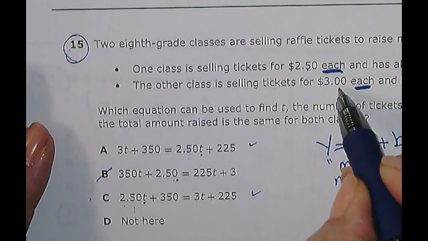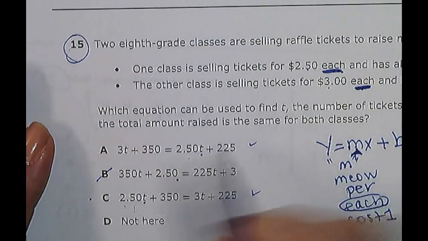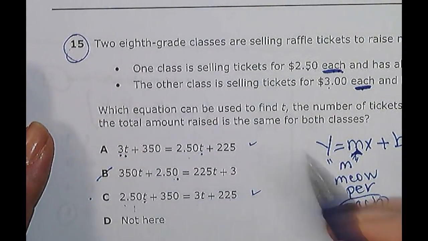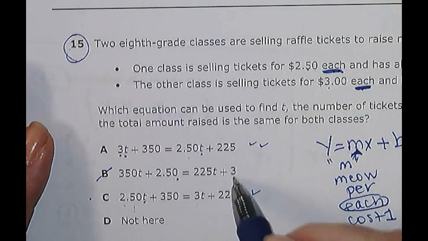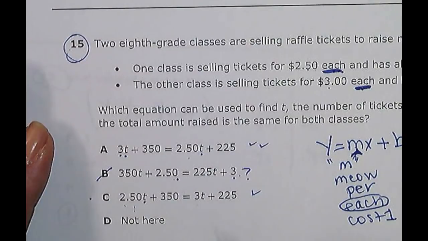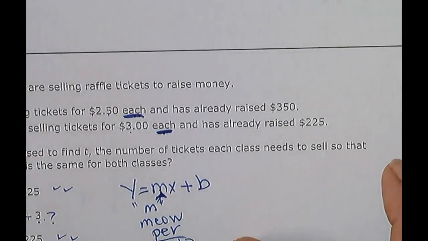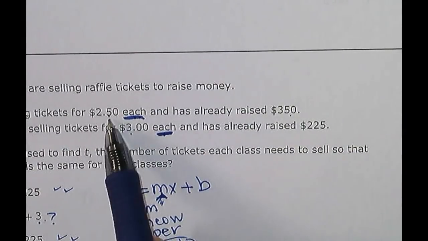What about $3 each? $3 has got to have the variable. There's the 3. It's got a variable. Sure. There's the 3. Where's the variable? Still wrong. Here's the 3. It's got a variable. Perfect. And I don't know. What about that $350? It's way over here. Sorry, it's off screen. The $350 goes with the $2.50.